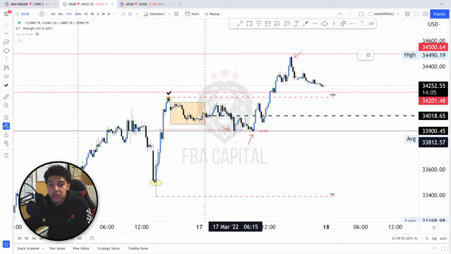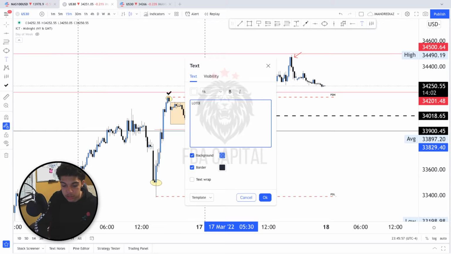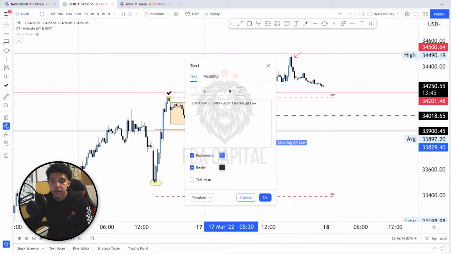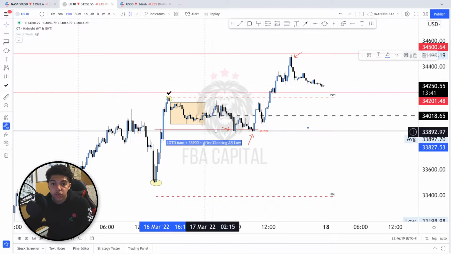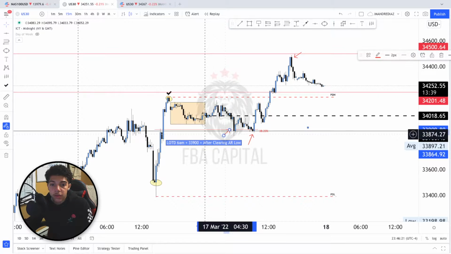We got the low of the day at 6 in the morning. So we're going to annotate this. Low of the day at 6 a.m. at 33,900 after clearing the what? The Asian range lows. Can't type. Asian range low. So just like that, I'm going to have this annotated right over here. So we have this low of the day.